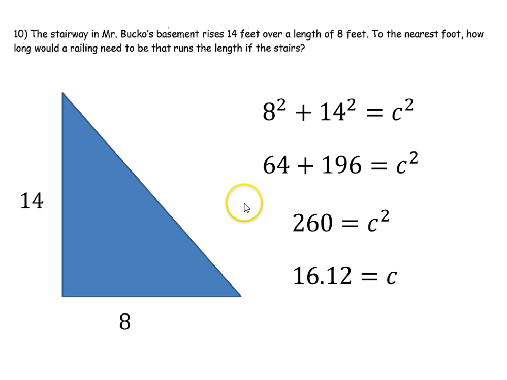Now the answer to the question here, to the nearest foot, how long would a railing need to be? That answer to the nearest foot would be just 16, not 16.12. So this isn't the answer because it's saying to the nearest foot. So it should be 16 feet in this case.